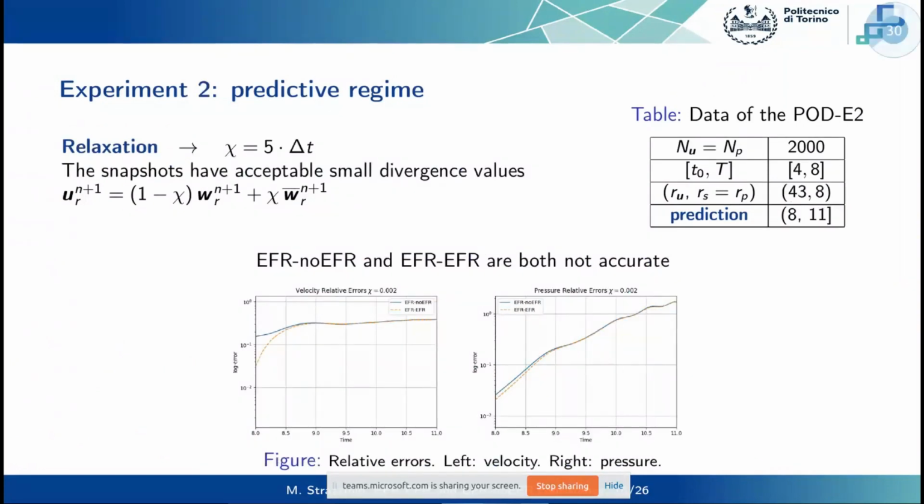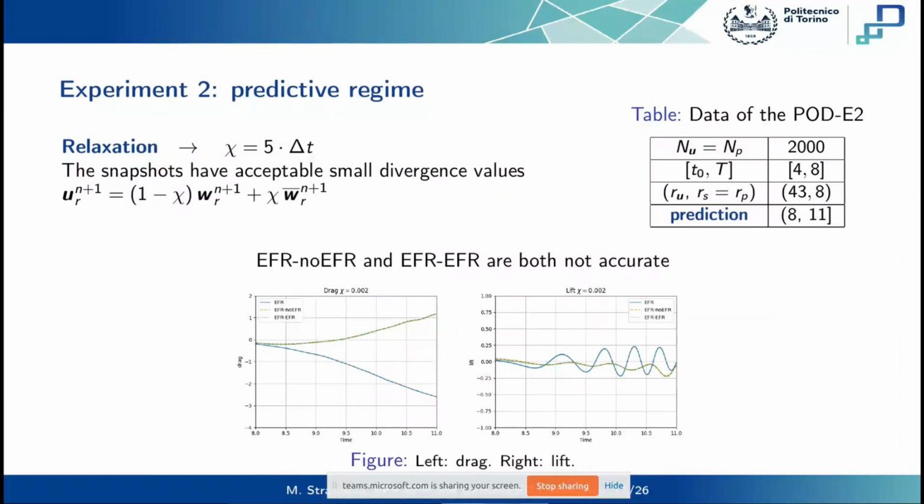Now the question is how the relaxation impacts the prediction. So here you have the relaxation, and we try the prediction in this time interval here. And you see that basically both are inaccurate, and there is no convenience in using one or the other, both in terms of relative errors, but also in terms of lift and drag coefficient.